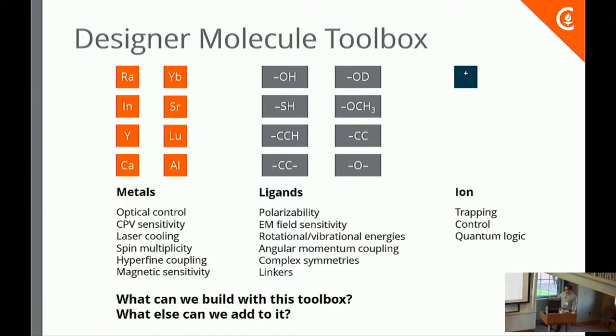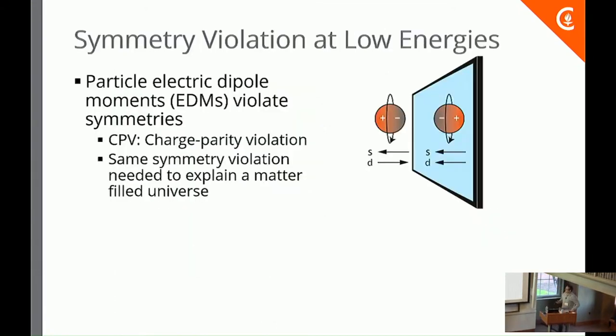So we're broadly interested in what can we build with this toolbox, but also what else can we add to it. So the first thing, what can we do with it? One of the things that you can do with it is look for symmetry violation at low energies. For example, particle electric dipole moments, which violate a number of fundamental symmetries. One relevant one being CP violation, charge parity violation. That's an interesting symmetry violation because it's the same symmetry violation that you need to come up with new sources of to explain why the universe is full of matter and essentially has no antimatter.